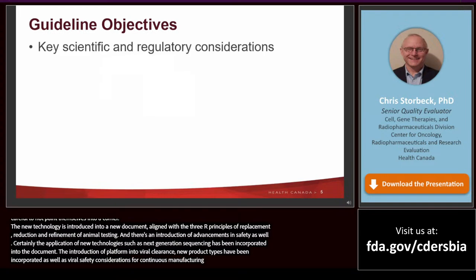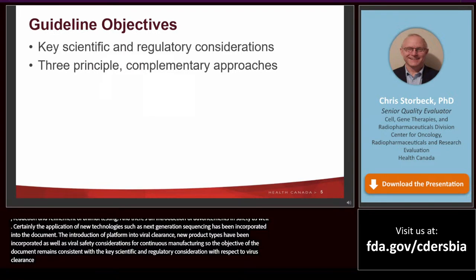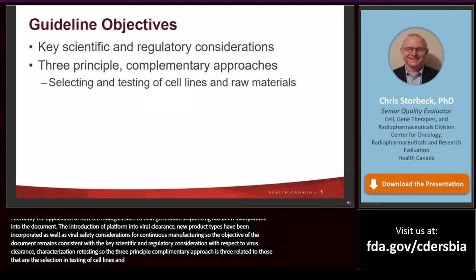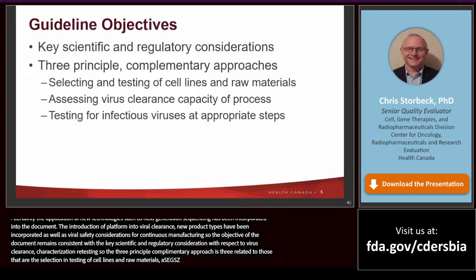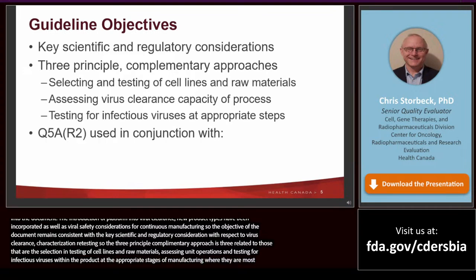So the objective of the document remains consistent with the key scientific and regulatory considerations with respect to virus clearance, characterization, and testing. The three principal complementary approaches to virus safety remain intact, which are the selection and testing of cell lines and raw materials for virus contamination, assessing virus clearance capacity of the process unit operations, and also testing for infectious viruses within the product at the appropriate stages of manufacture where they're most likely to be detected.